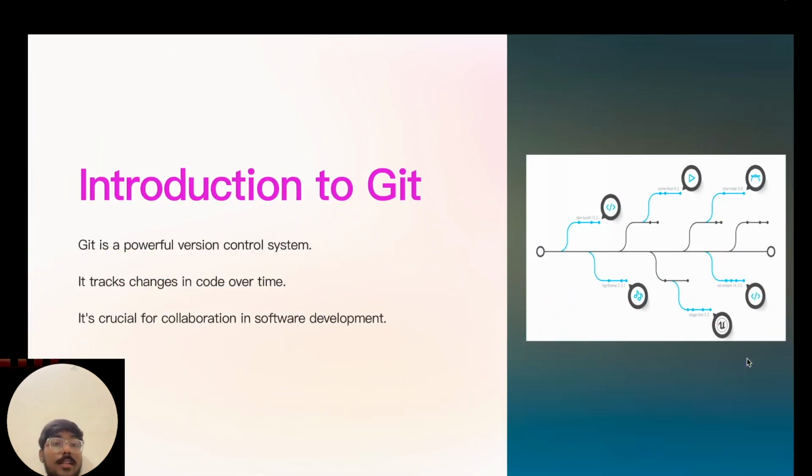Git is basically a version control system. Version control systems are where many developers can code at the same time. Let's say a developer did something wrong; we can look at that particular commit and track the changes accordingly. It is crucial for collaboration in software development.